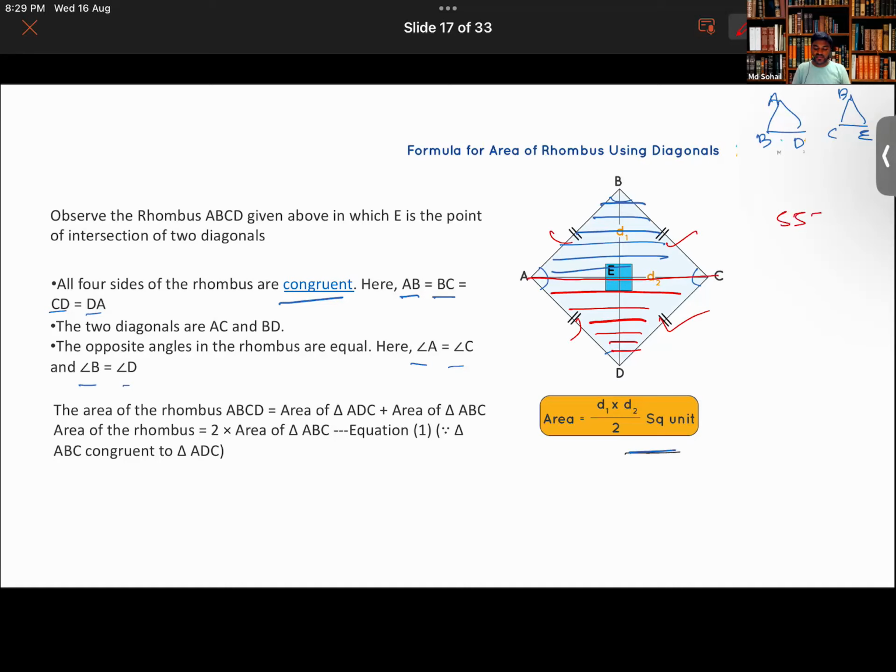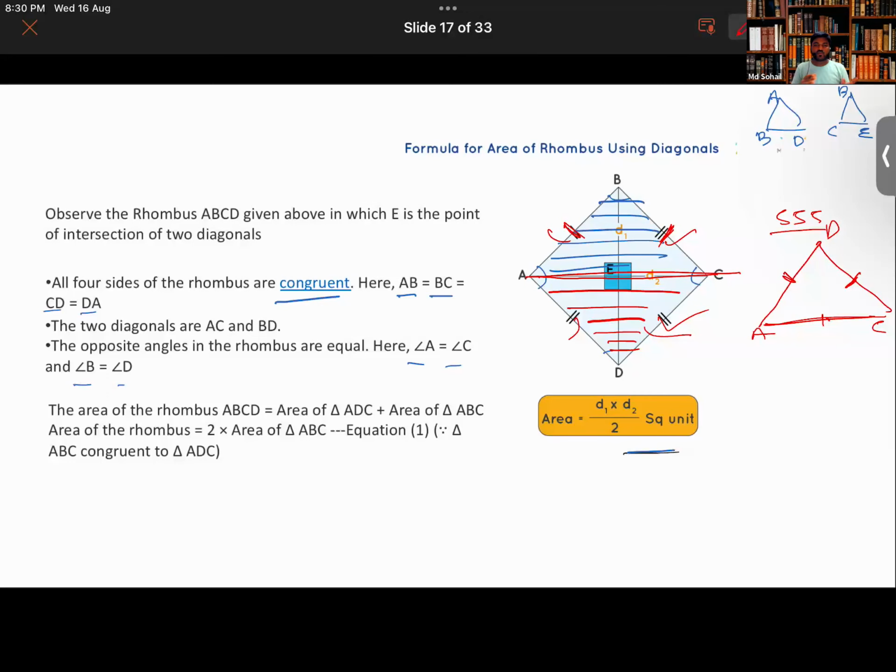Have you studied SSS congruency, side-side-side congruency? Not yet. Basically, look. If in two triangles all the sides are equal, adjacent sides equal, then if you overturn this triangle, it will look like this. It will be D, A, C. So side AB is equal to side AD, side BC is equal to side CD, and side AC is common in both of them. Using the side-side-side congruency, we can say that both triangles are congruent to each other. Congruent basically means if you place one above another, they will overlap each other, covering each other in their areas. They're equal.